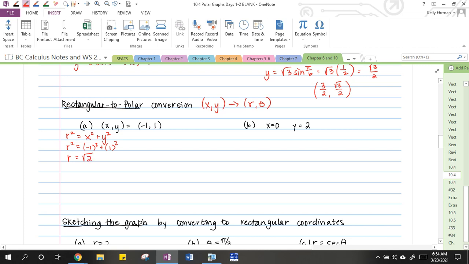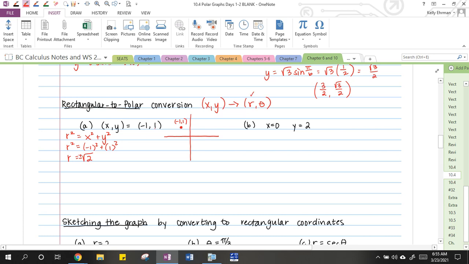Now, one extra thing I need to do, because technically r is plus or minus square root of 2, right? There's nothing that says r has to be always positive or always negative. When you're given an xy coordinate, you do need to plot the point to figure out which quadrant it is in. So -1, 1 is right here, right? All right, so this will be important when I try to figure out theta. I have r. I need to figure out theta.